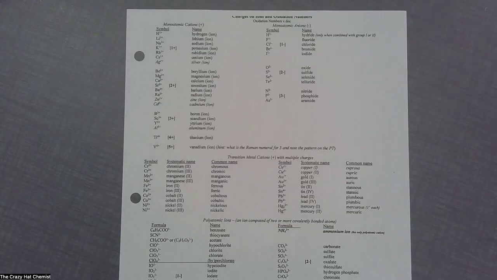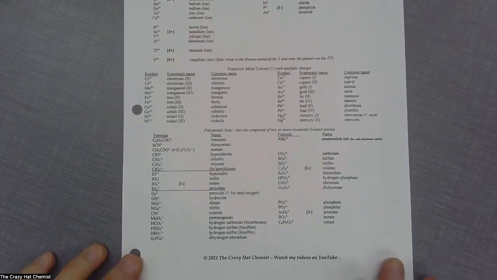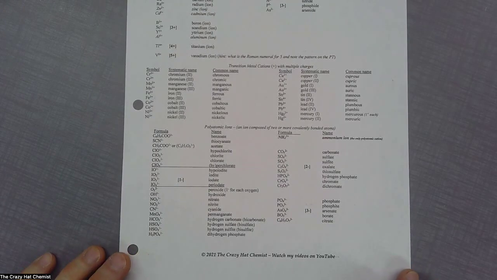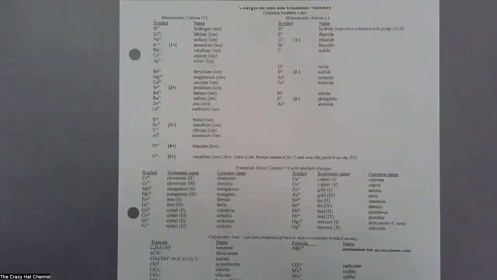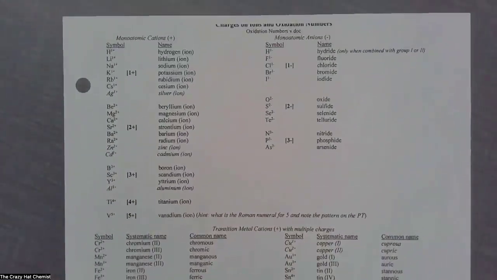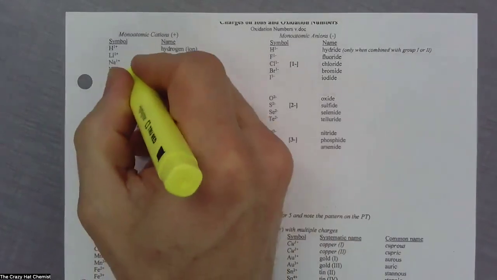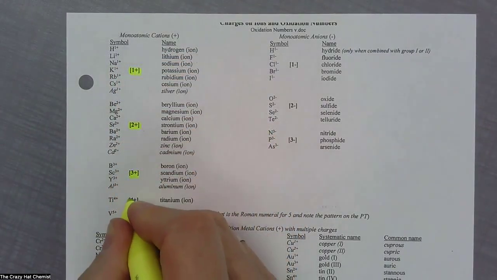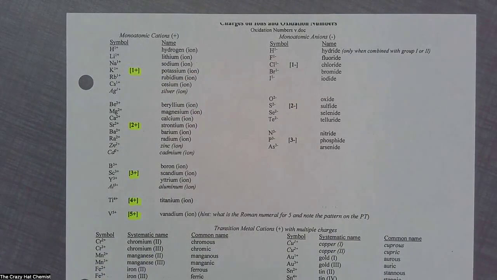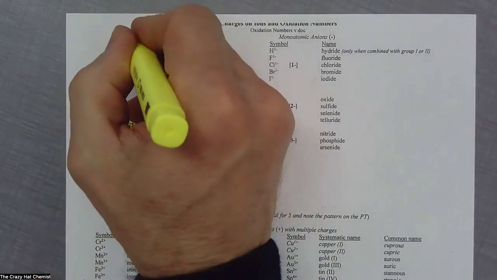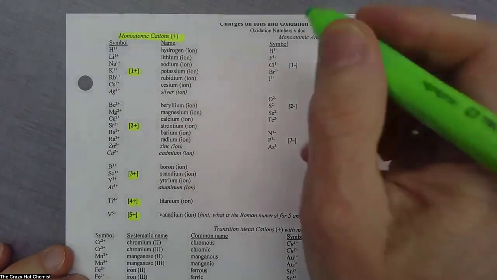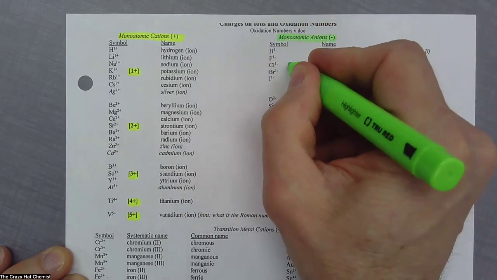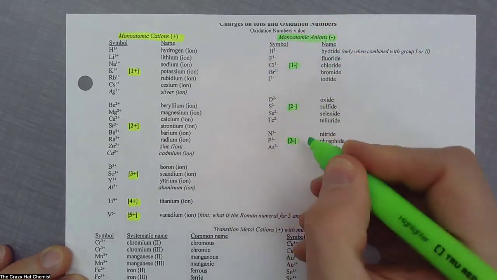That's right, folks. Here it is. The charges on ions and oxidation numbers is right here. It's a very inclusive chart. Let me zoom in on certain sections. At the top right, we have 1+, 2+, 3+, 4+, and 5+. These are cationic charges of monoatomic cations, coming from metals. Then we have monoatomic anions, nonmetals, 1-, 2-, 3-.